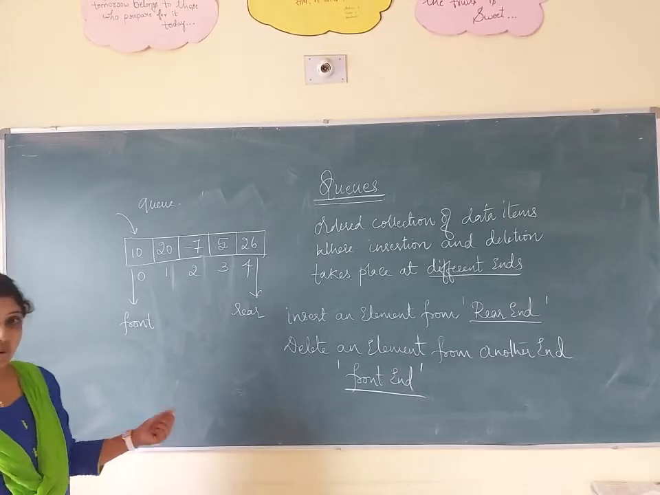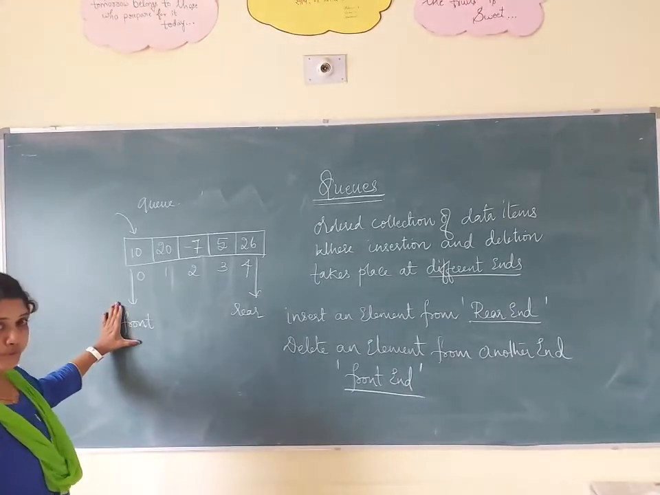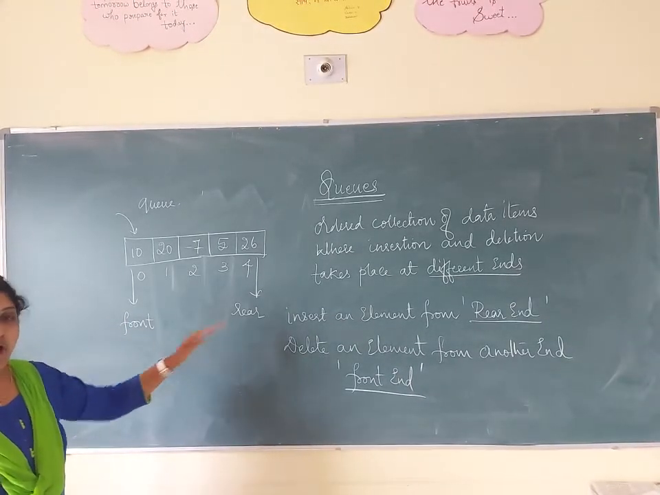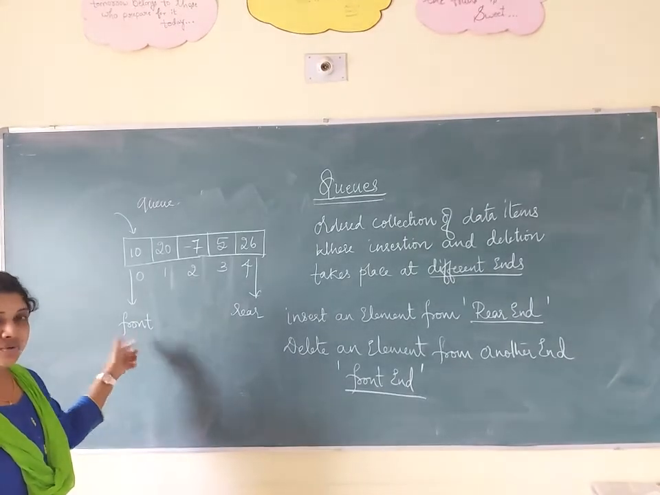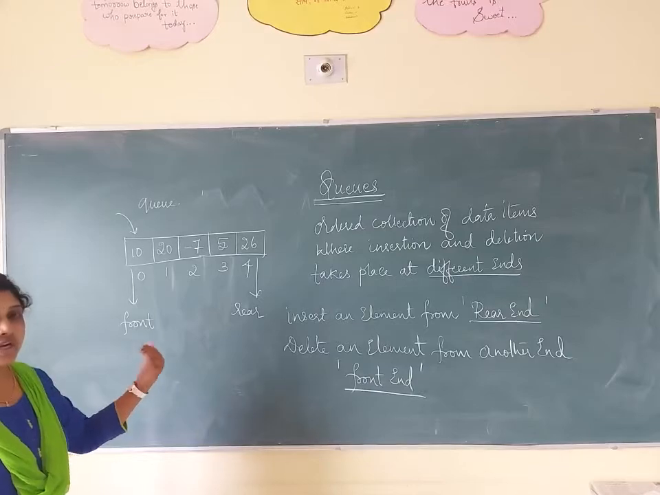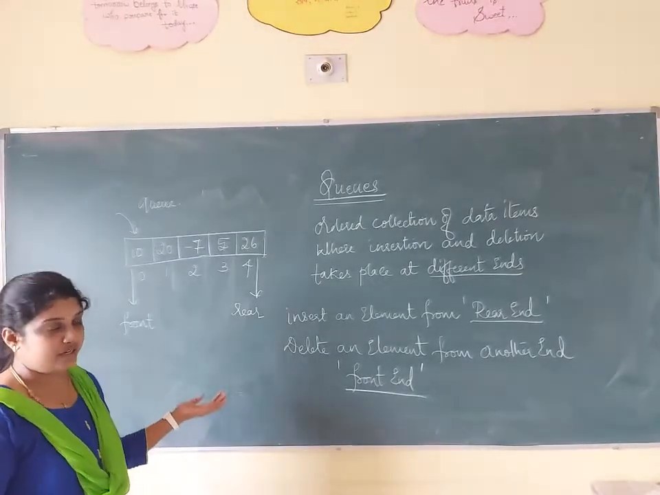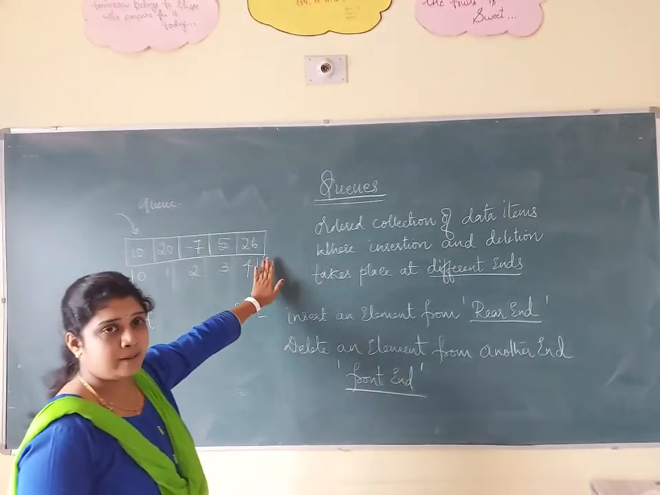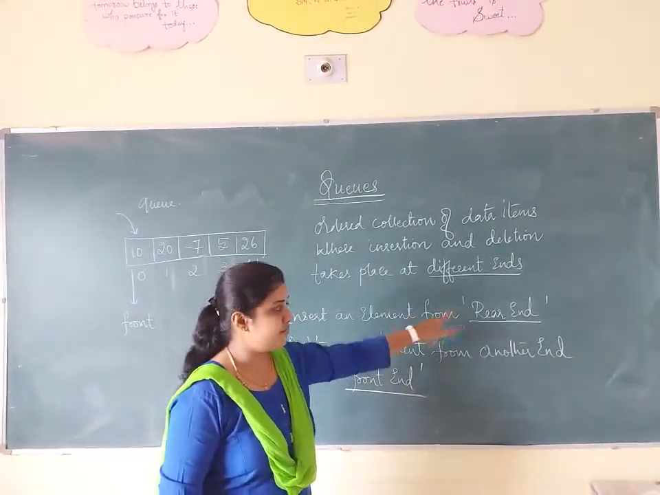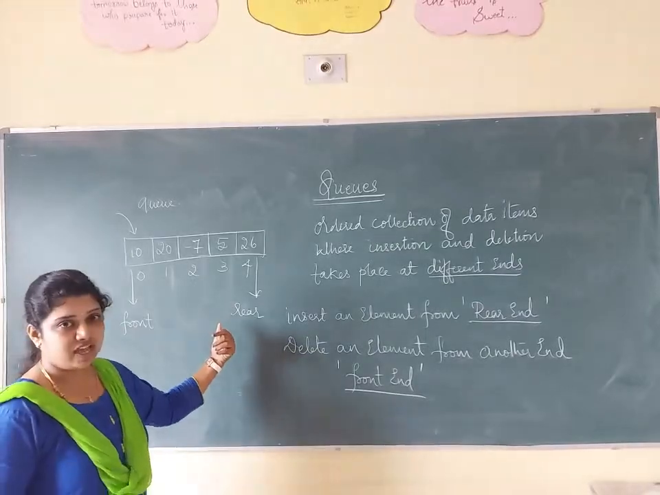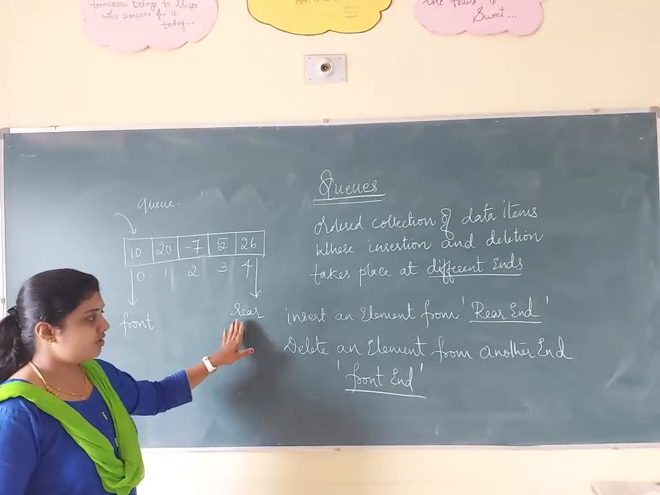Okay, so here what we did, we have two ends, front and rear end. How we have inserted from the rear end? You have to increment rear end. According to the incrementation of rear end, you have inserted an item. So here we insert an element from rear end. Yes, we have inserted an item from rear end.